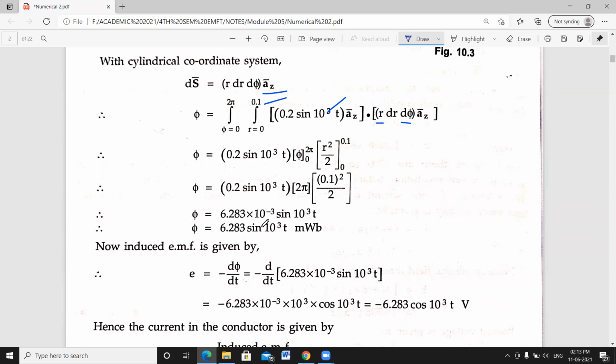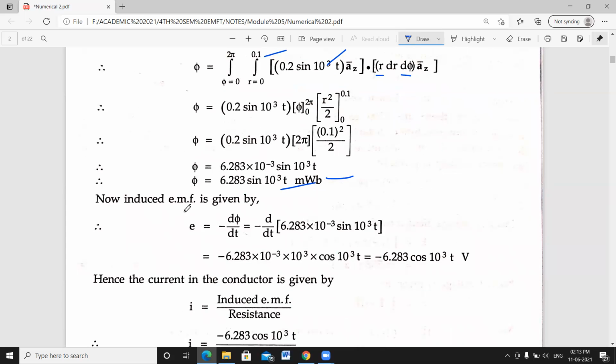So the flux psi can be written as 6.283 sin(10^3 t) in milliwebers. Here we have taken 6.283 sin(10^3 t) milliwebers.